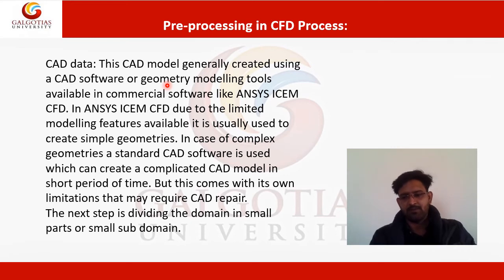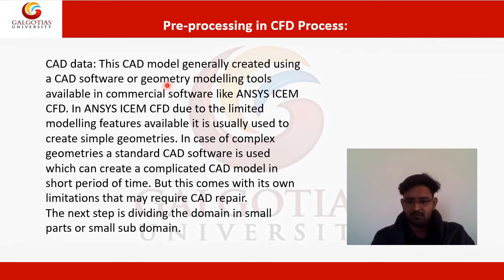So in the pre-processing, there are only four steps or four methods that we have to do. First is the modeling of the object. If the object is simple, we can model it in ICEM CFD, and if it is complicated, we can model it in other CAD software and then import the file in the same format as ICEM CFD wants.